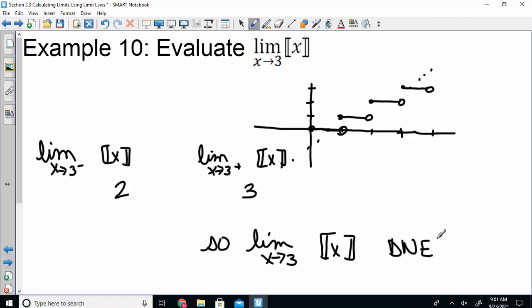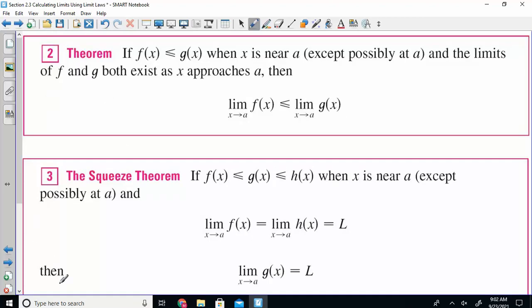Alright. We really just have one piece left to talk about today. So we have a few theorems. It tells us if you have two functions, f and g, and f is always less than or equal to g, except possibly at point a, because remember, a limit doesn't care what happens at the point, just as you get close to it. So if f is always smaller, then the limit is always going to be smaller. Okay?